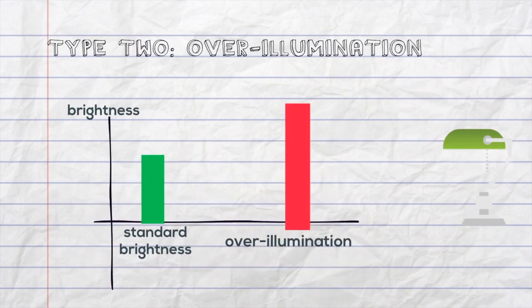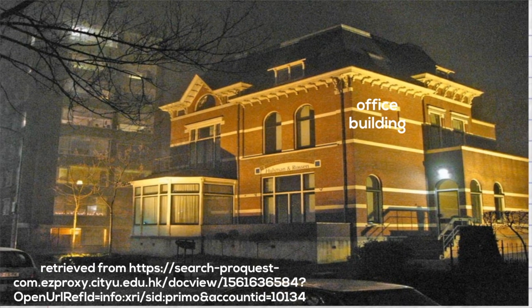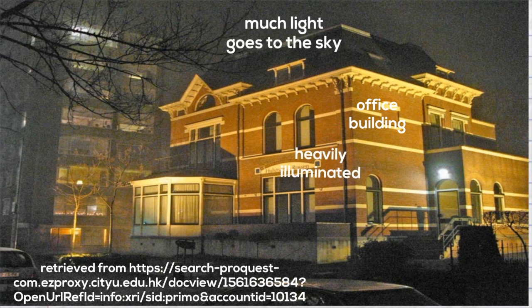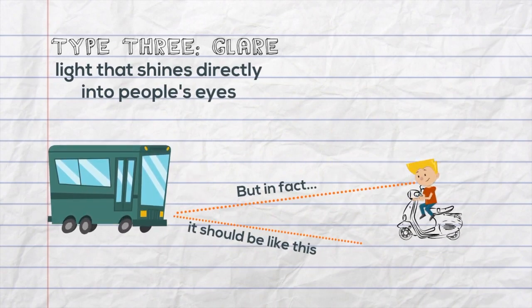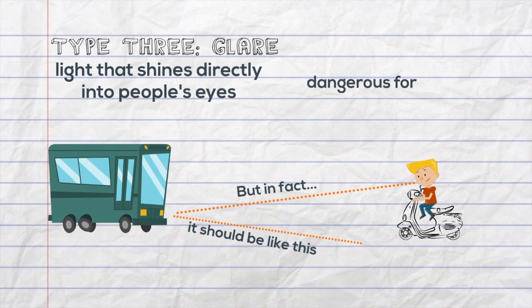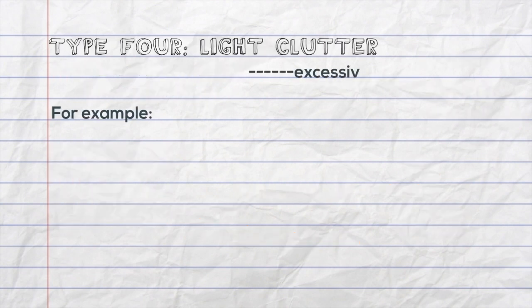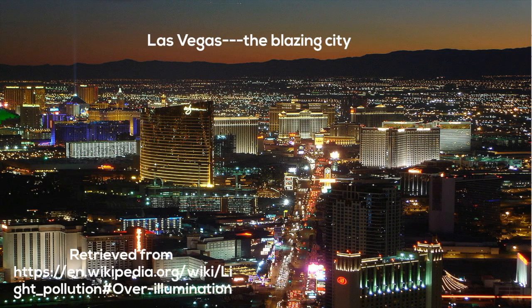Over-illumination is the excessive use of light. For example, as the picture shows, an office building is illuminated by high-pressure sodium lamps shining upward, of which much light goes into the sky and neighboring apartment blocks and causes light pollution. Glare is light that shines directly into the eye rather than on the surface, which creates a safety risk for motorists, cyclists, and pedestrians. The last type is light clutter, referring to excessive groupings of lights. A typical example is Las Vegas, a city that is always blazing.